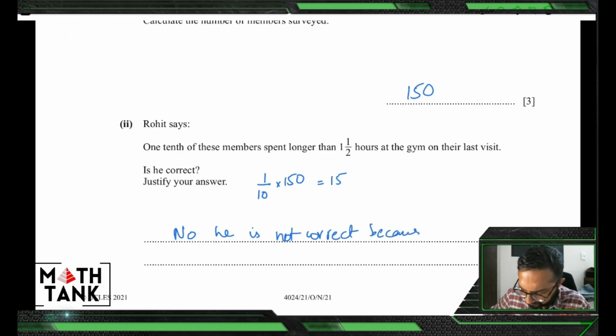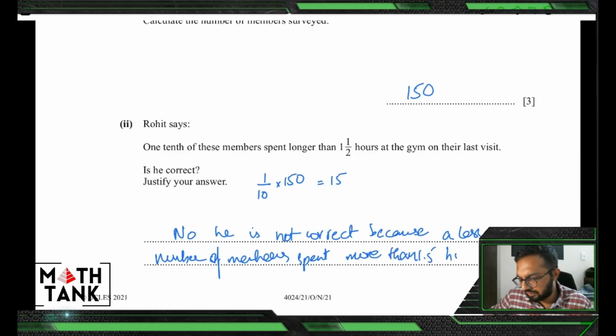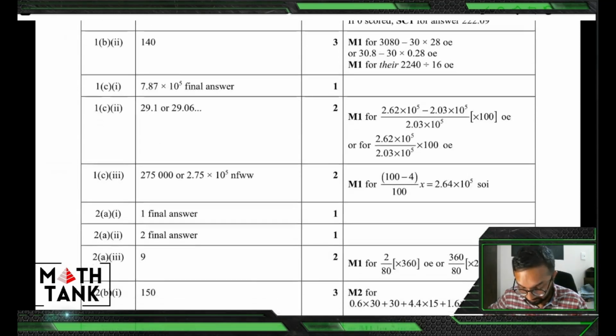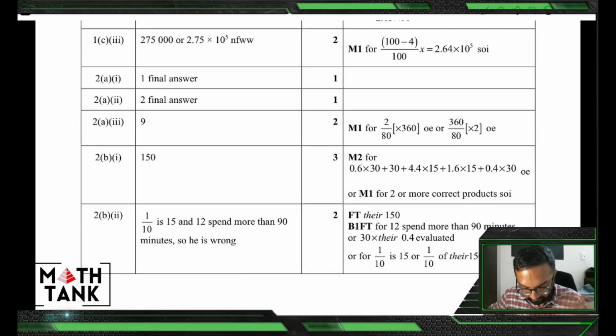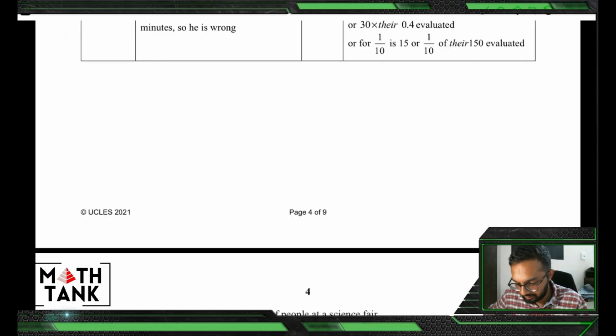because a lesser number of members spent more than 1.5 hours. Okay, let's check if that answer is correct. 1/10 is 15 and 12 spent more than 90 minutes, so he's wrong. Yeah, that's what he said.